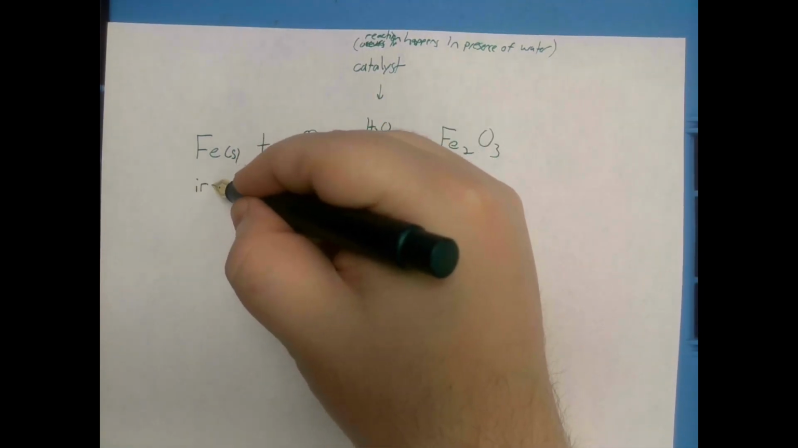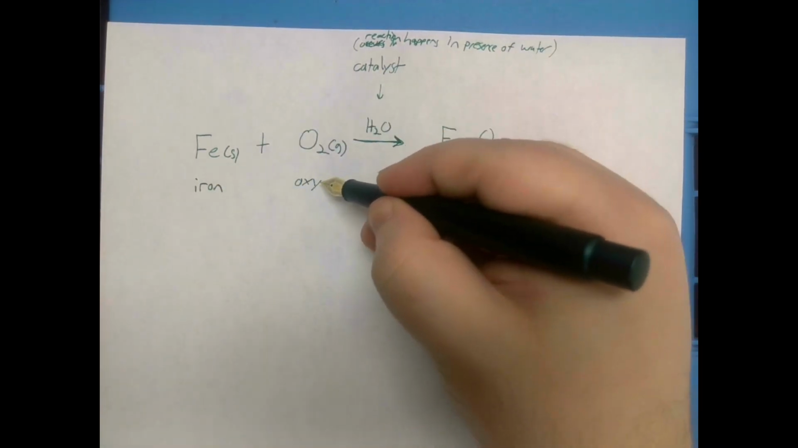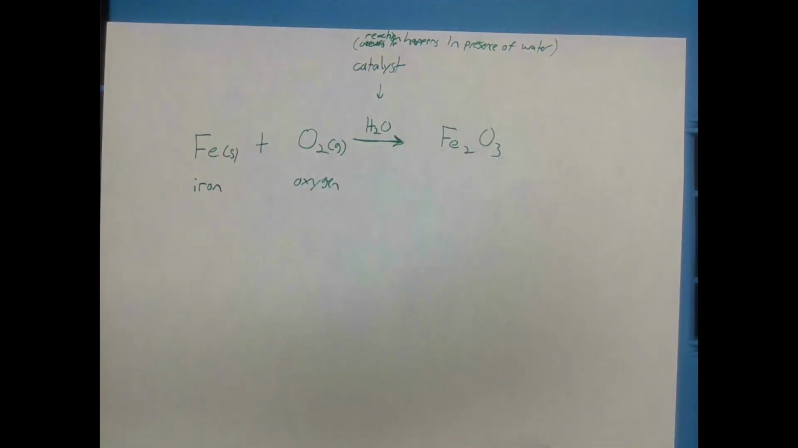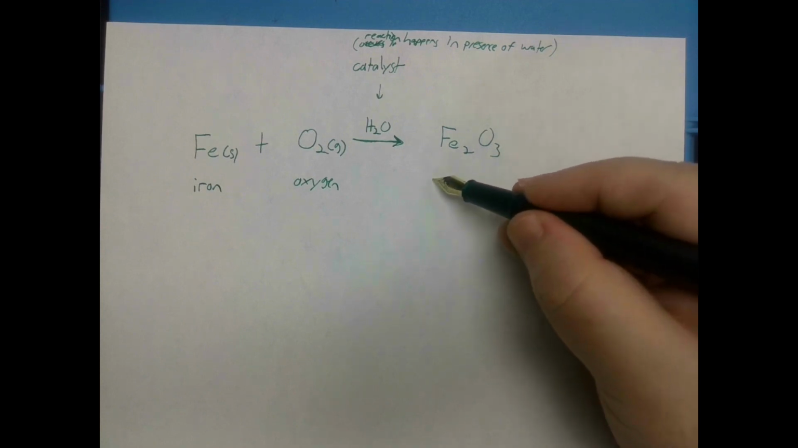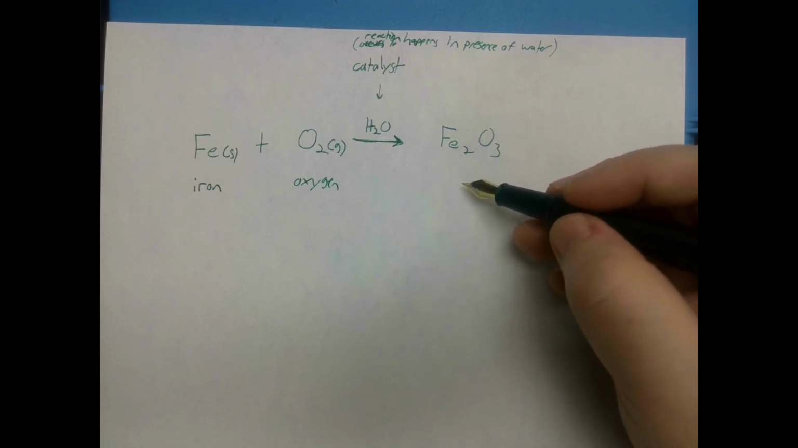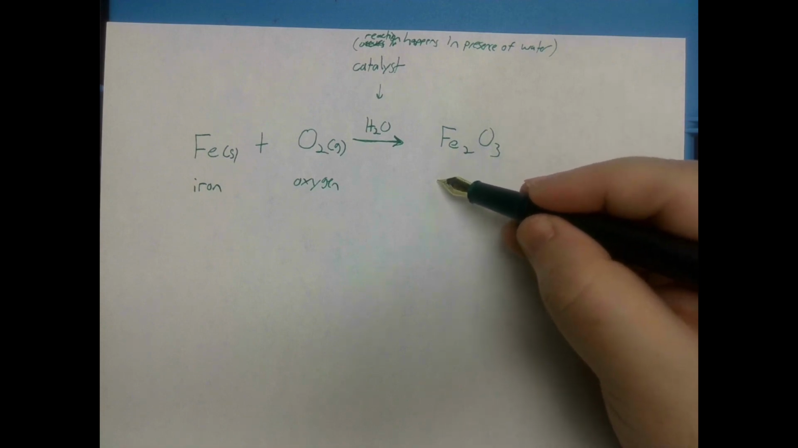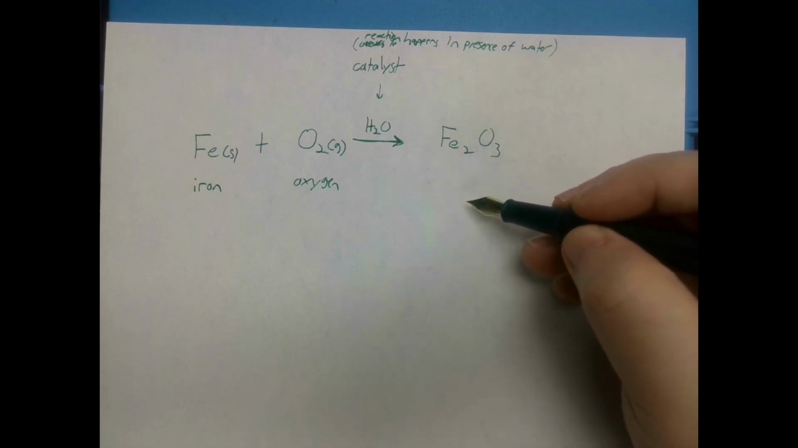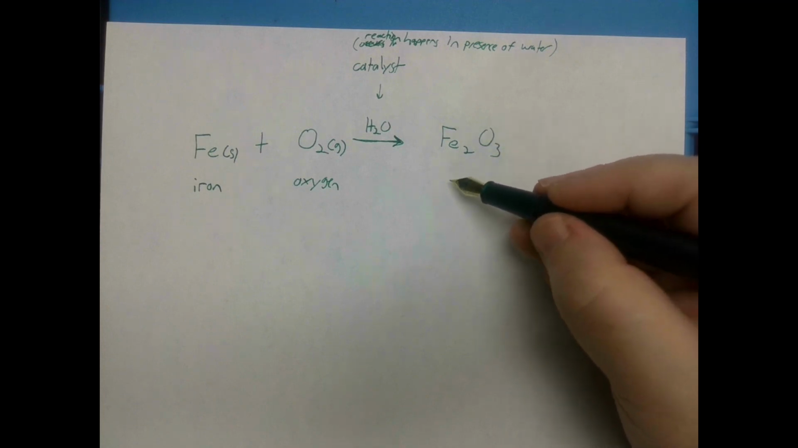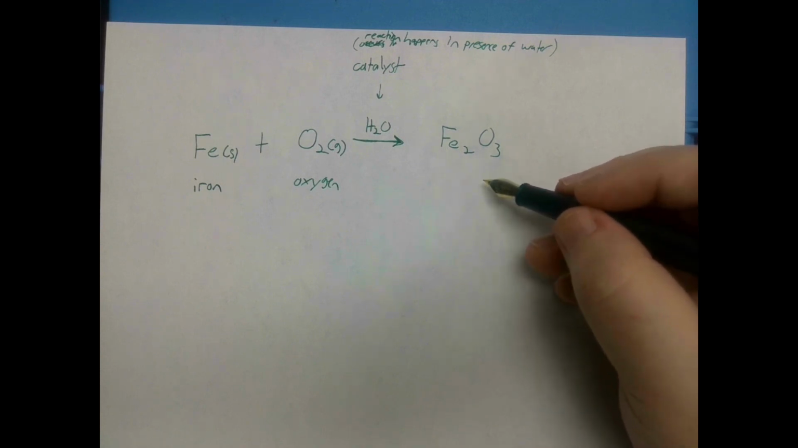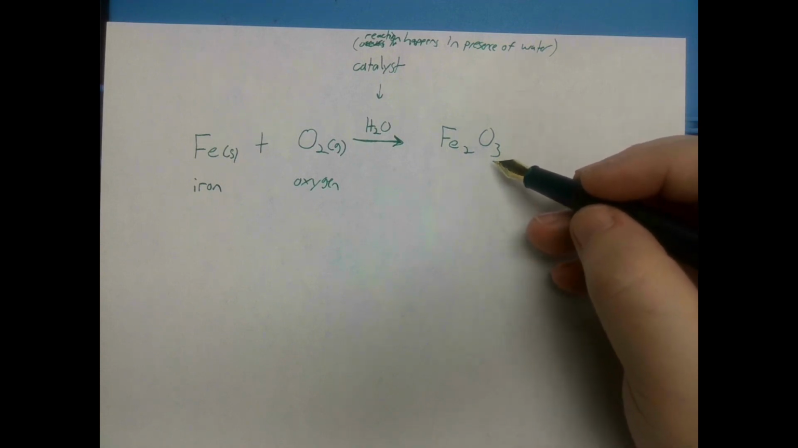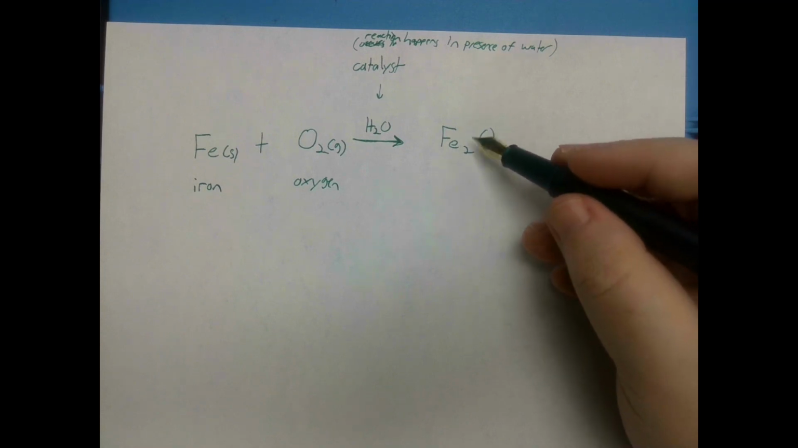So this is iron, oxygen, molecular oxygen would be more accurate, but oxygen is how you name it. And what's the name of this chemical? Rust is Fe2O3. What's the proper name of it? How do you name this chemical?